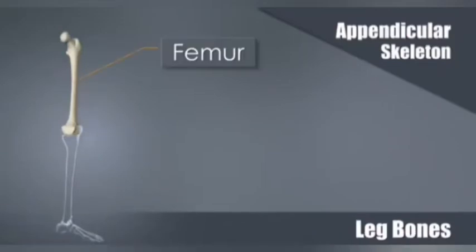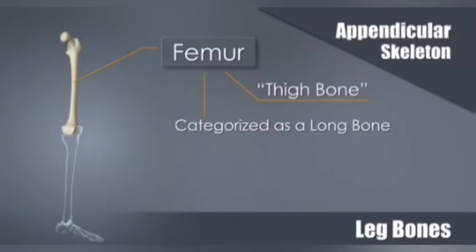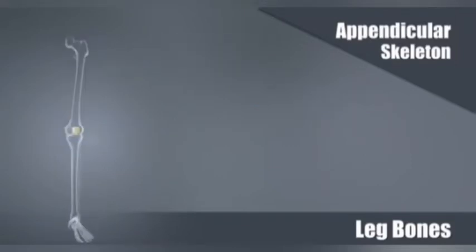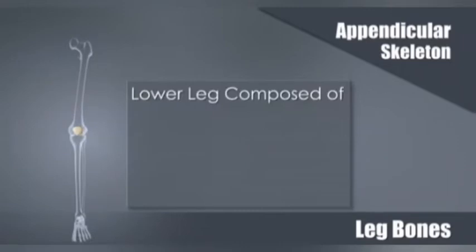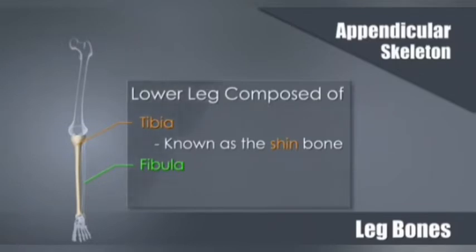Each leg consists of 1 femur, or thigh bone. It is in the upper leg and is also categorized as a long bone. Between the upper and lower leg is the patella, or kneecap. And the lower leg is composed of the tibia and fibula. The tibia is known as the shin bone, and the fibula runs parallel to it.